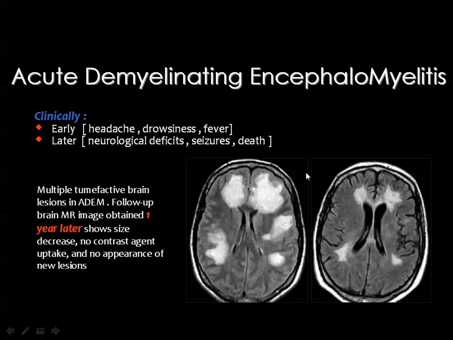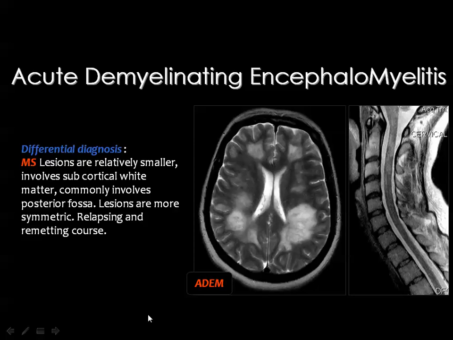Then you see this is a patient with acute demyelinating encephalomyelitis. The FLAIR image shows large patchy areas of high signal distributed throughout both cerebral hemispheres. The lesions may affect the cortex, but commonly they are located in the white matter. And this is the follow-up obtained 1 year later, and you can appreciate the partial regression of the lesions.